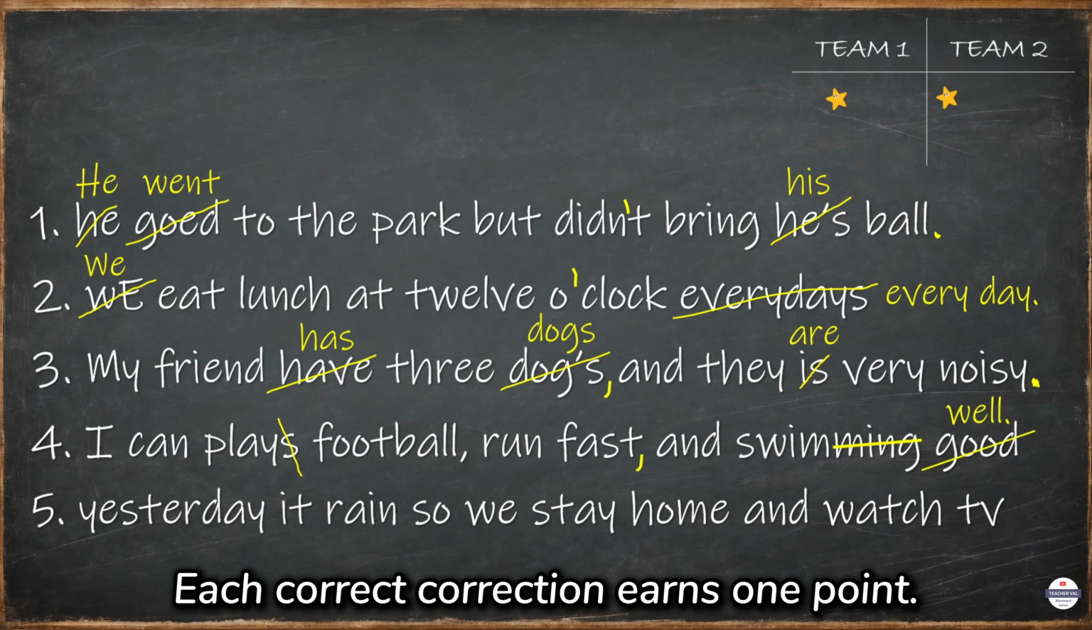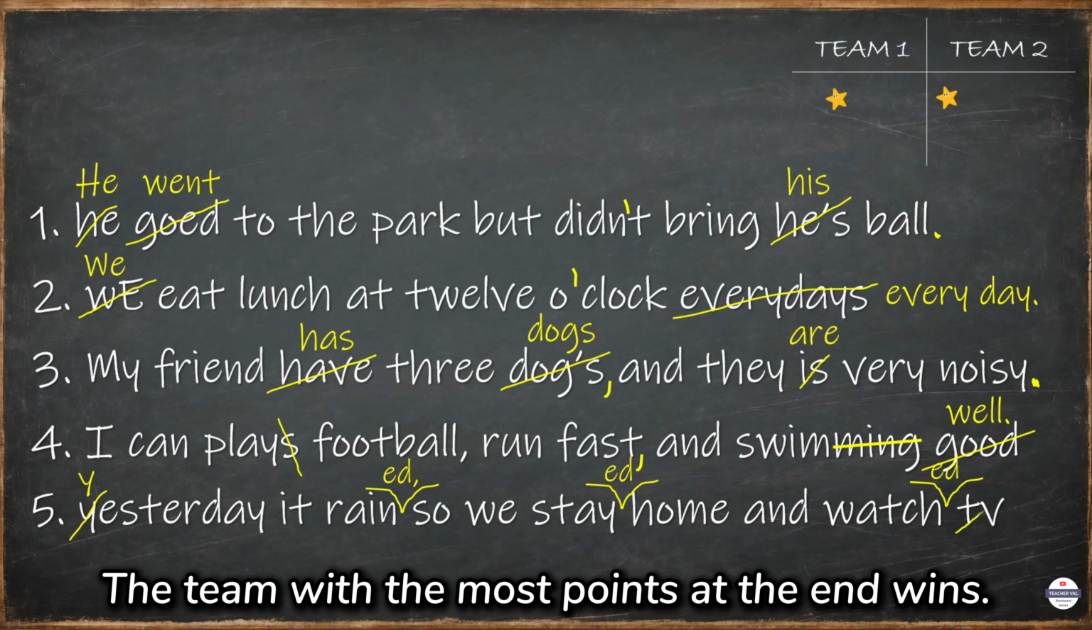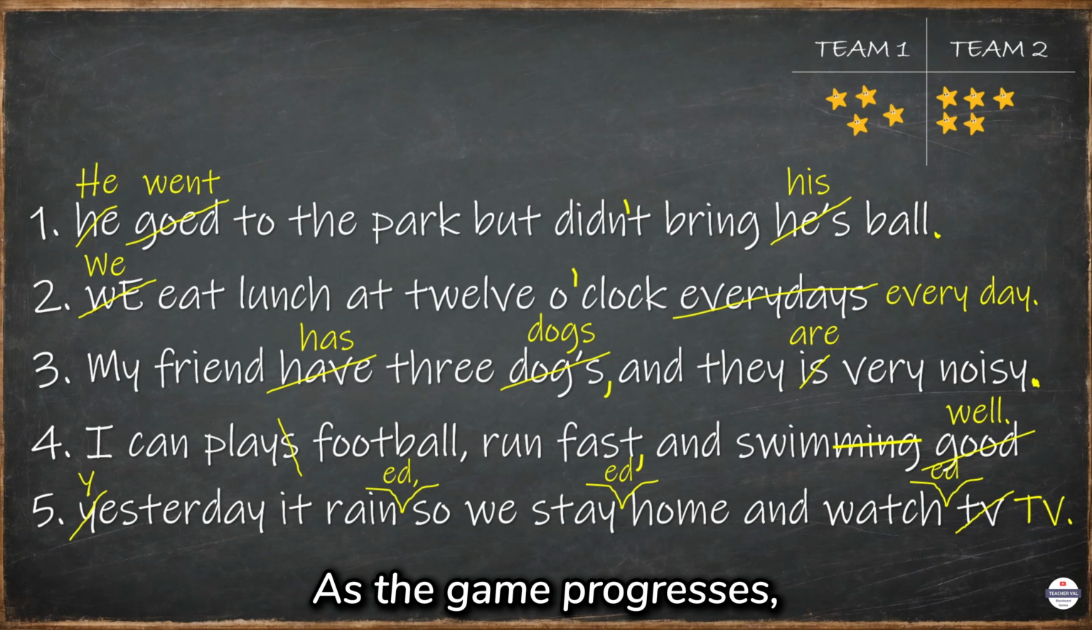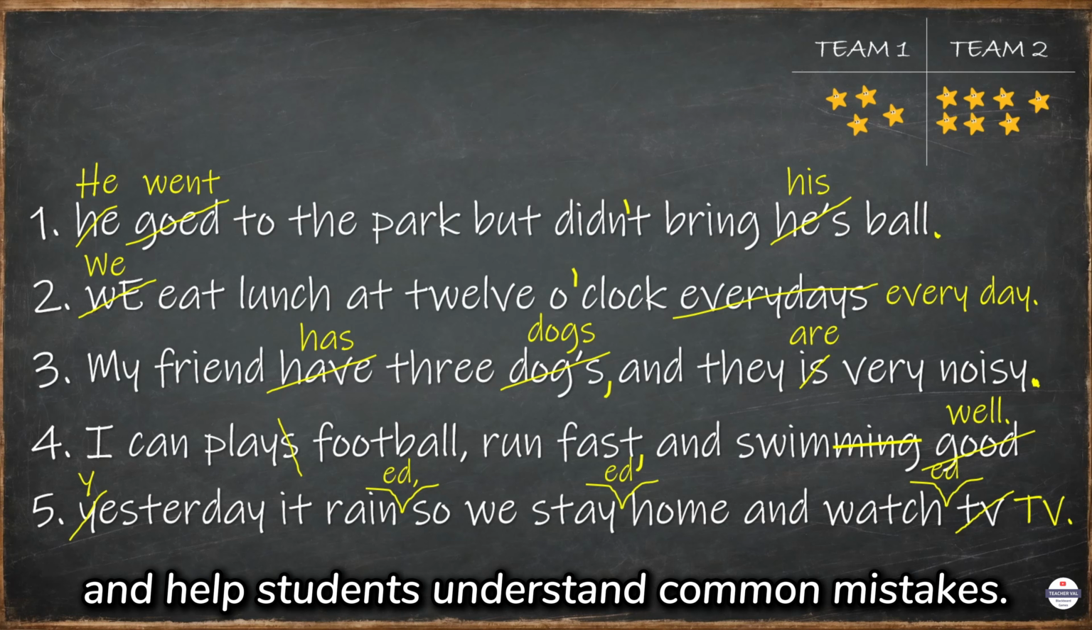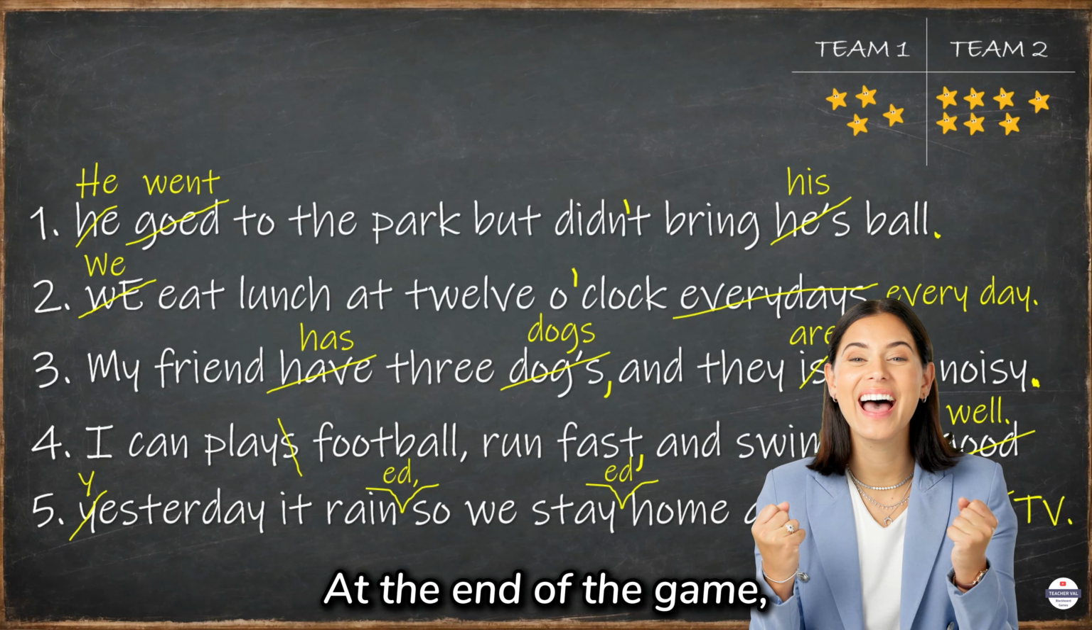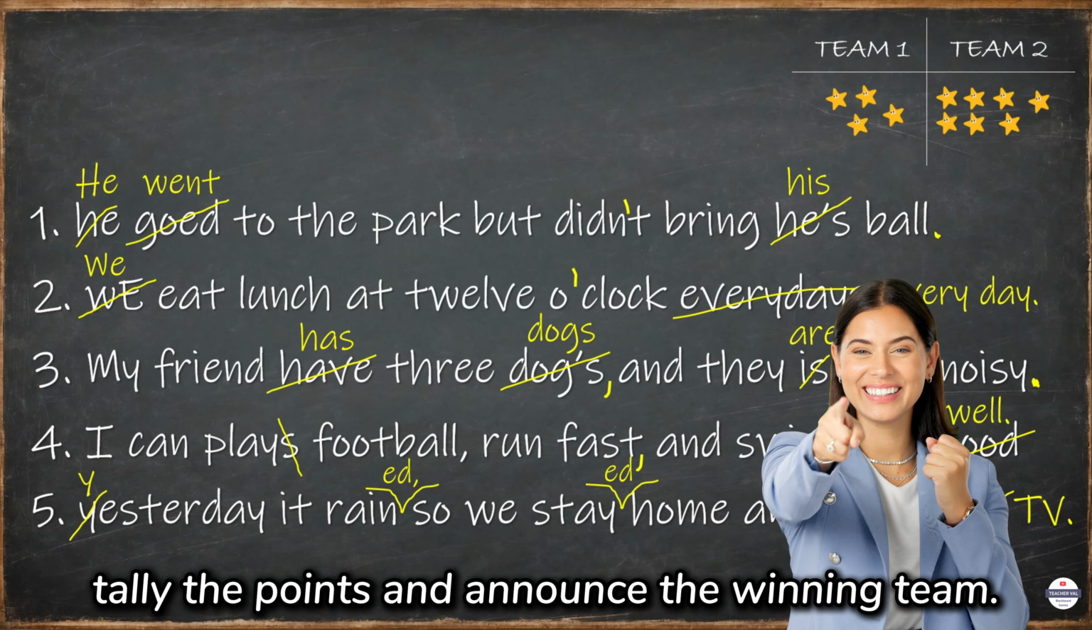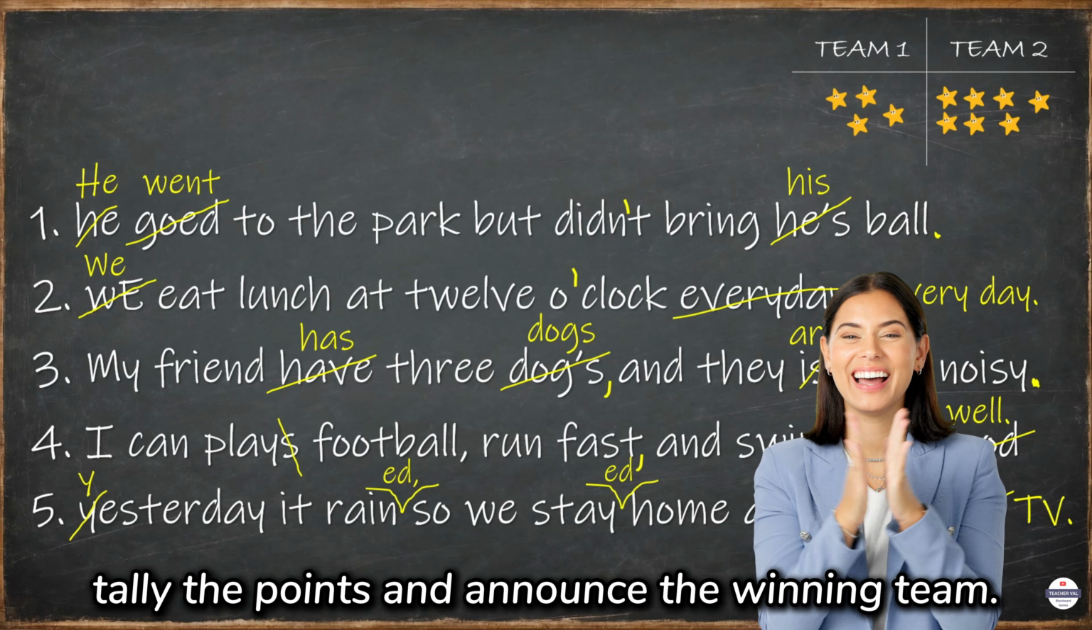Each correct correction earns 1 point. The team with the most points at the end wins. As the game progresses, pause occasionally to discuss corrections and help students understand common mistakes. At the end of the game, tally the points and announce the winning team.